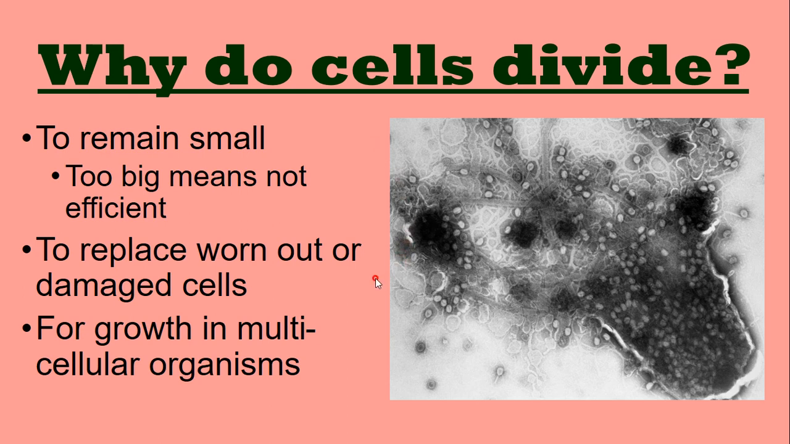Another one is to replace worn out or damaged cells. Say you get a cut on your arm, it heals up. Those are cells dividing to heal your skin, replacing the damaged cells. Just like if you get a sunburn, the skin peels because those cells are no longer usable. They've been damaged, and so your cells underneath are dividing to replace them. And sometimes cells just get worn out. They no longer can work properly.